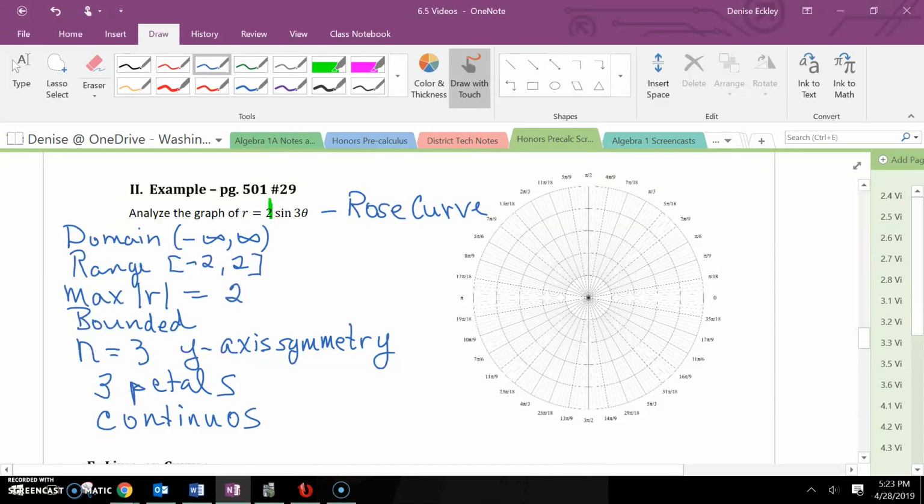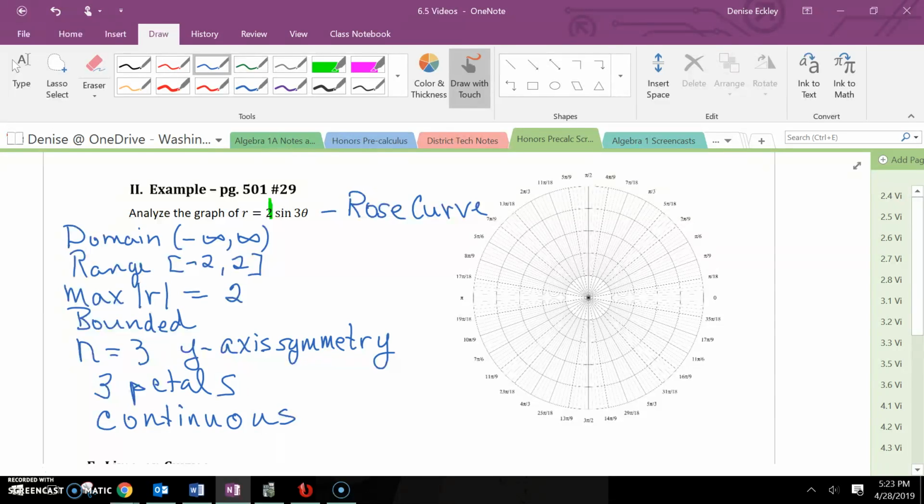Okay, and I know I just spelled that wrong. Continuous. Okay, so the way this works is if it's a sine graph and you have an odd number of petals, the one petal that lays along the axis is going to be along the y-axis, and then the other petals will be symmetrically distributed.